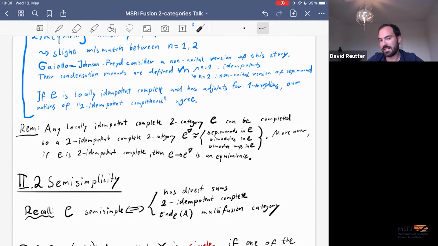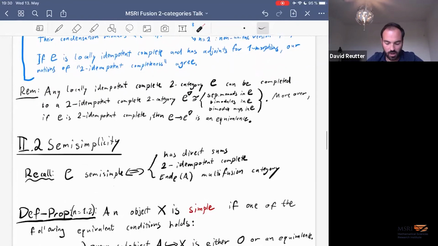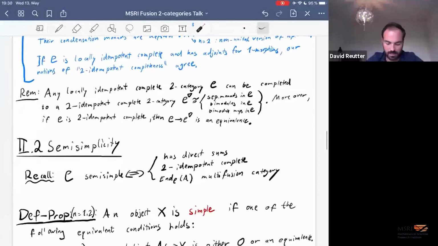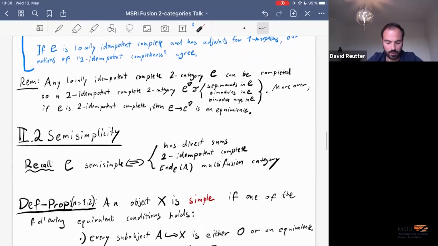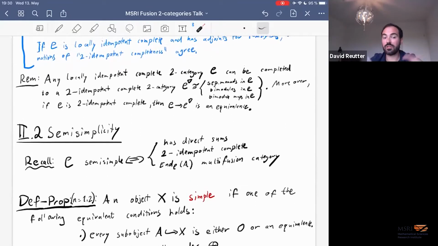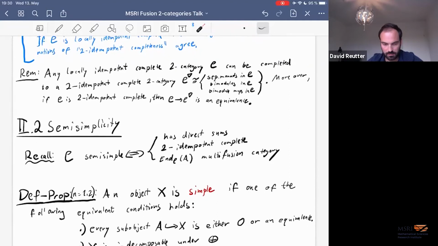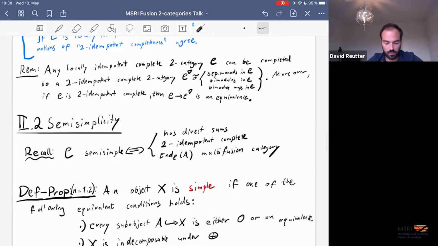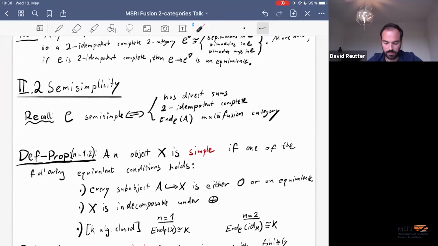And again, now we have set up things in such a way that we can actually give the same definition. So I say that an object X is simple in one of these semi-simple 2-categories if one of the following equivalent conditions holds. 1, this is the usual way of defining simplicity. Every subobject of this object X is either 0 or 1 equivalent, where I think of a subobject as an object together with a map into X, and I require this map to be fully faithful.